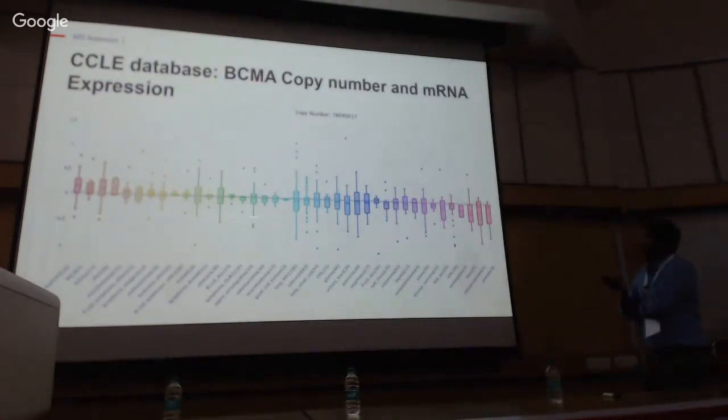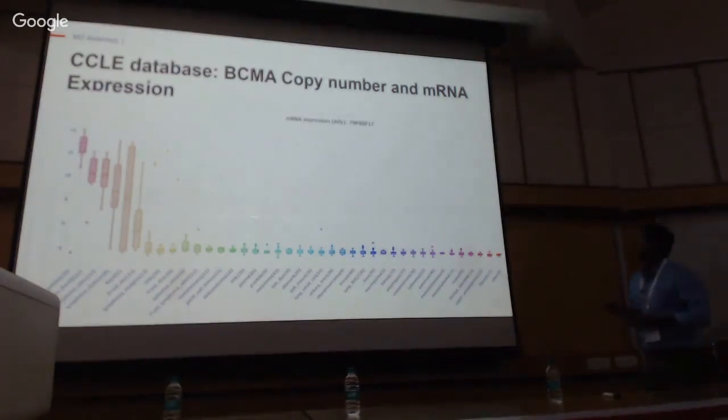So we looked into the CCLE database, which is maintained by the Broad Institute, to see the copy number and mRNA expression of BCMA across different tumor types. What we found was that multiple myeloma was leading in copy number expression of BCMA, and also in mRNA expression of BCMA. However, there are other tumor types like Burkitt lymphoma and B-cell lymphoma which have some level of BCMA. So we are targeting those different tumor types as well with this alpha-amanitin conjugated antibody.